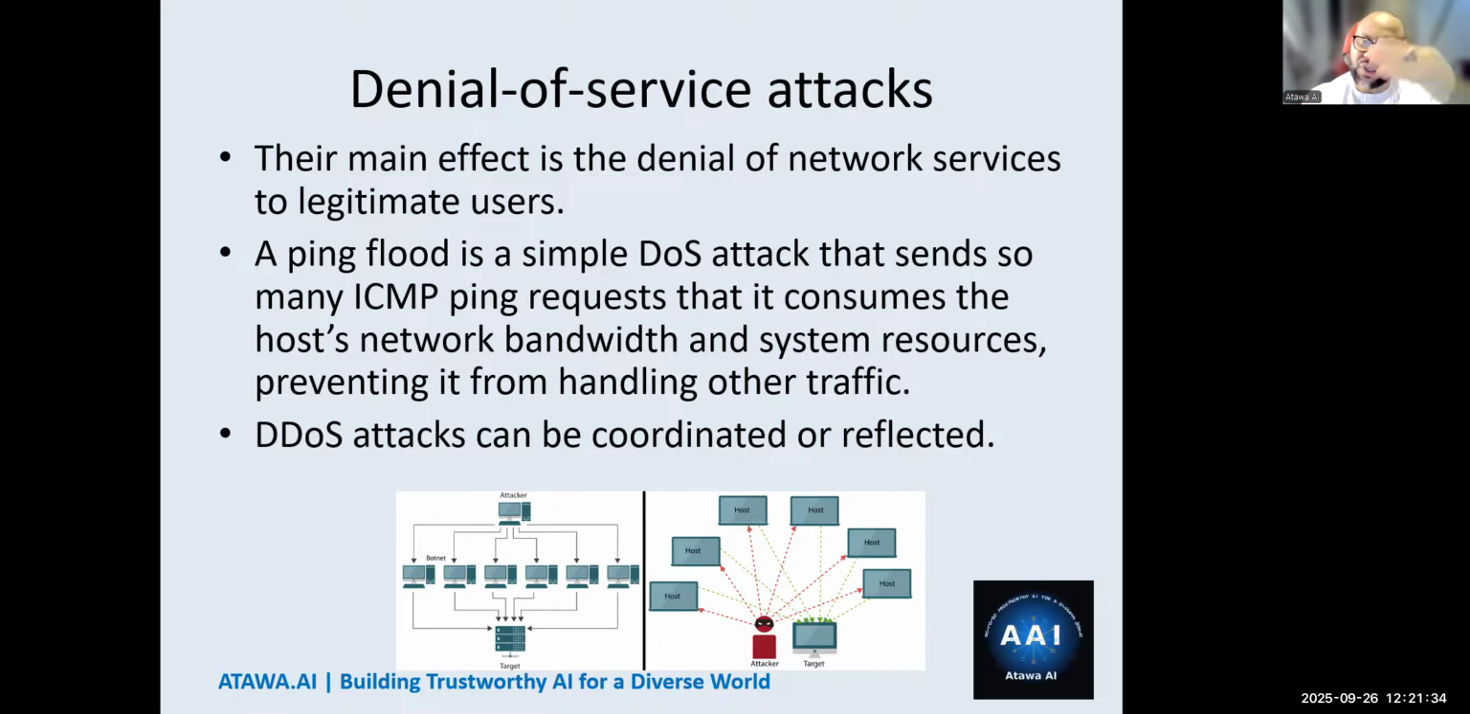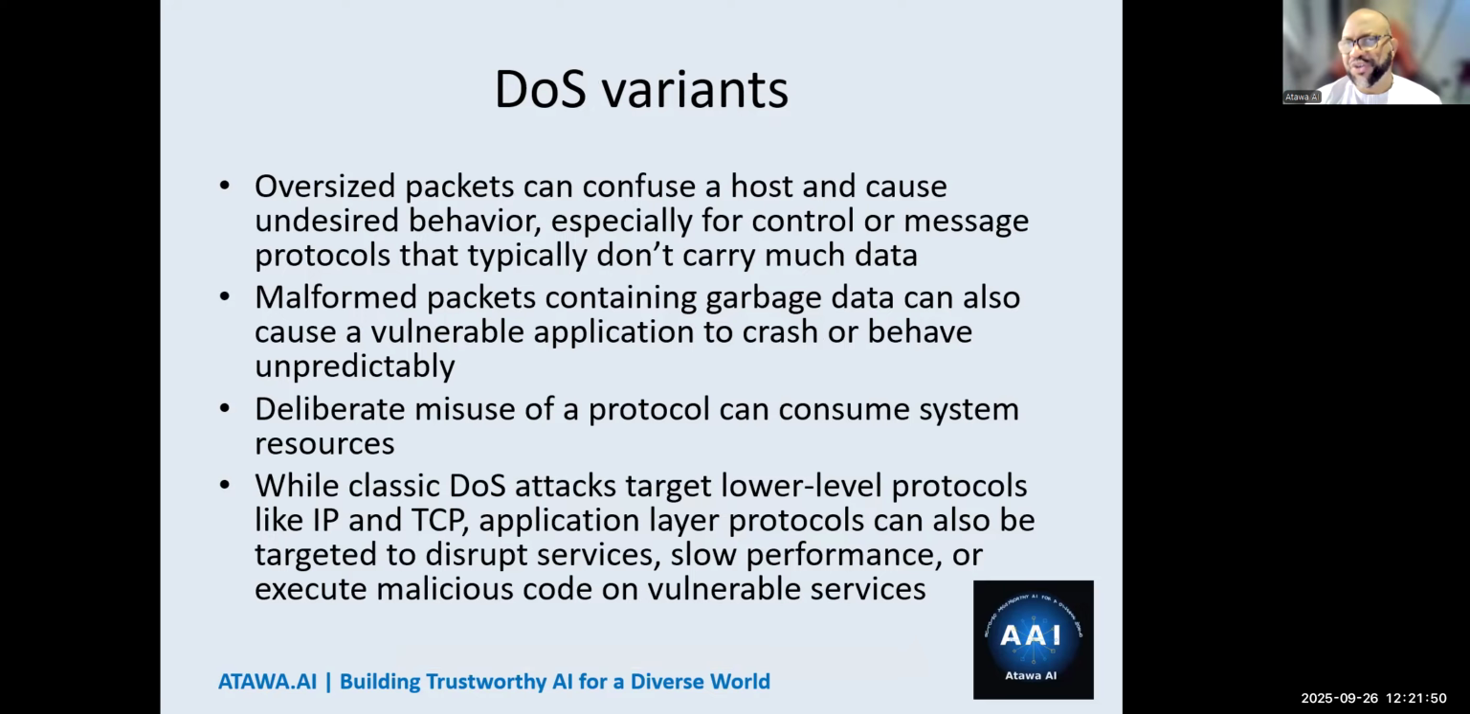The one that's called a DDoS attack, a distributed denial of service attack, means I use multiple systems, like computers that have turned into a robot, or botnet. That's what it means. You see the diagram on there? That's what is represented. A different variation of a denial of service attack is that I could send malformed packets, oversized packets, or misuse some kind of protocol. A normal DoS attack targets lower level protocols like IP or TCP. Then application level protocols can also be targeted to disrupt services or slow your network traffic.